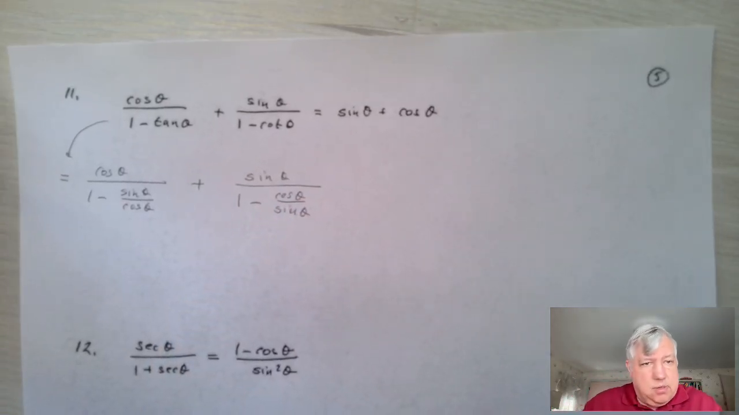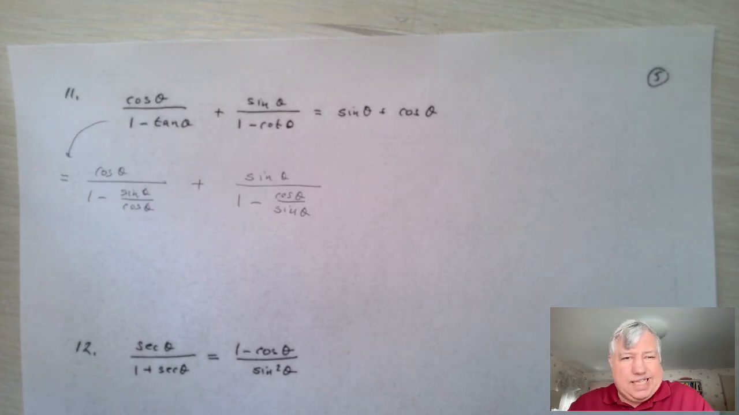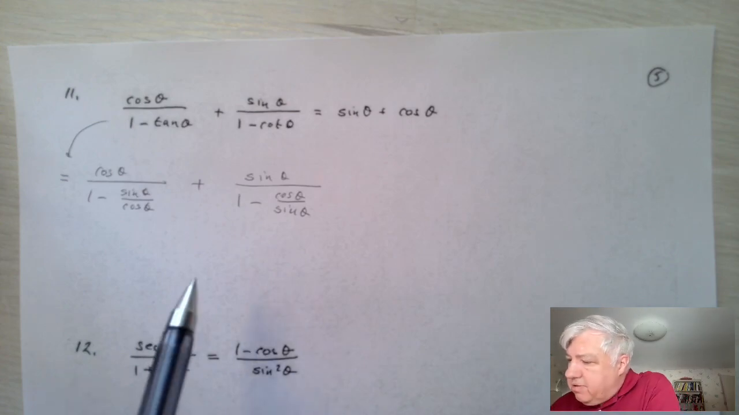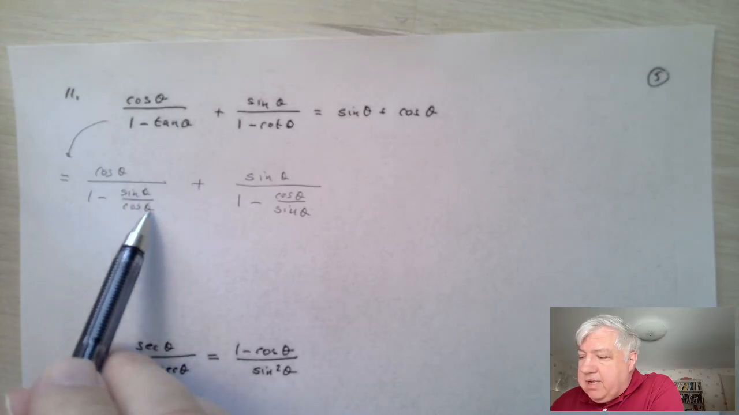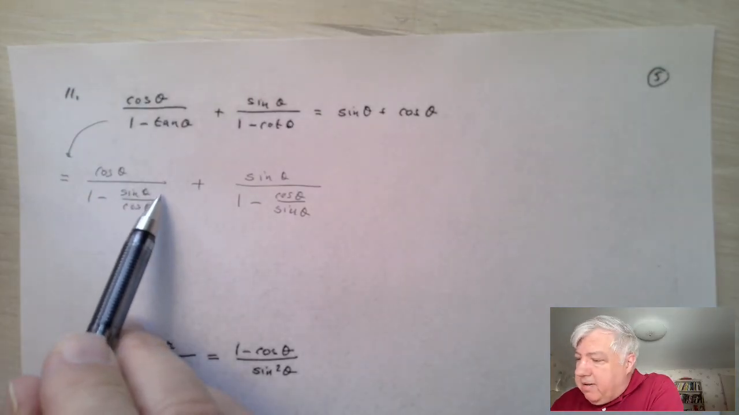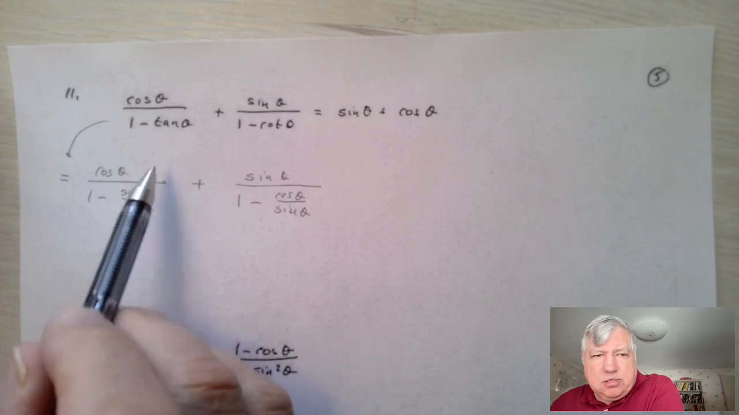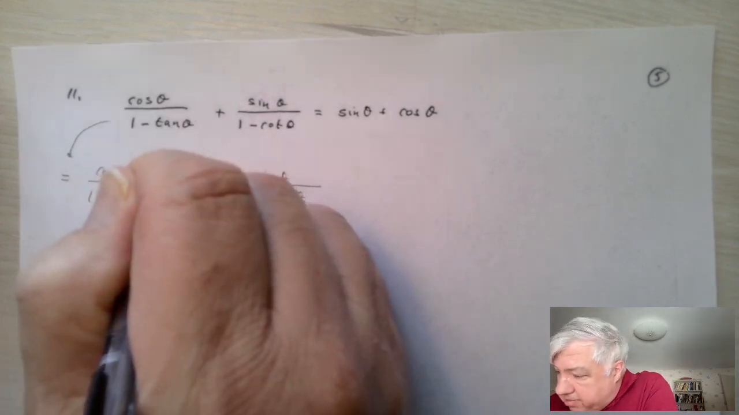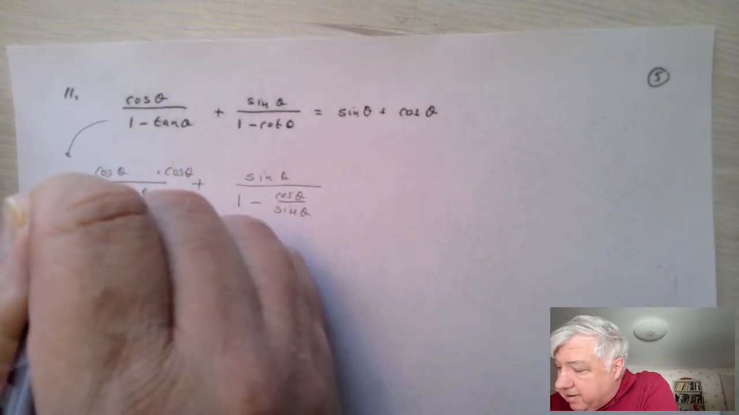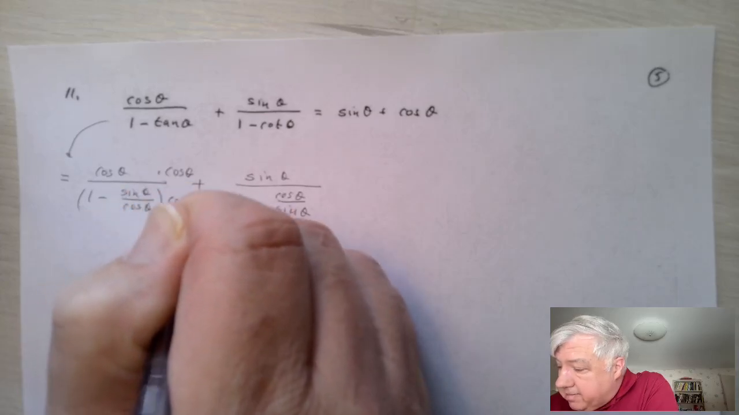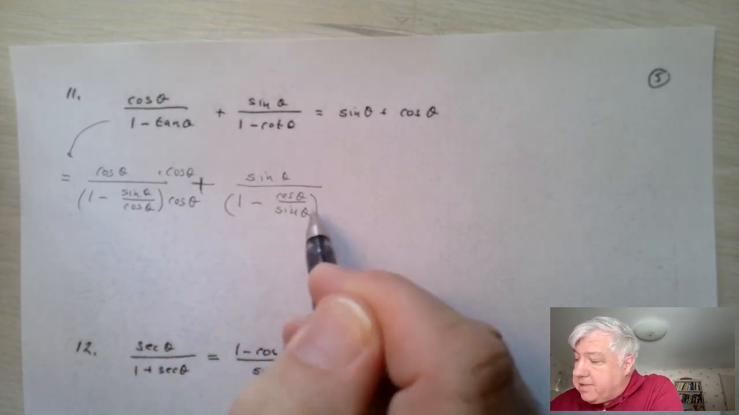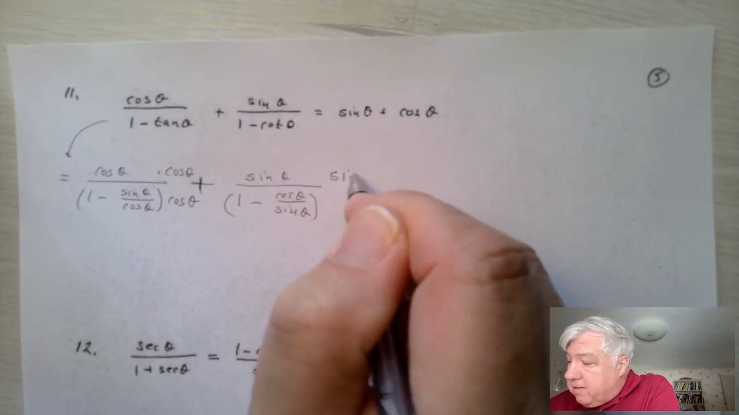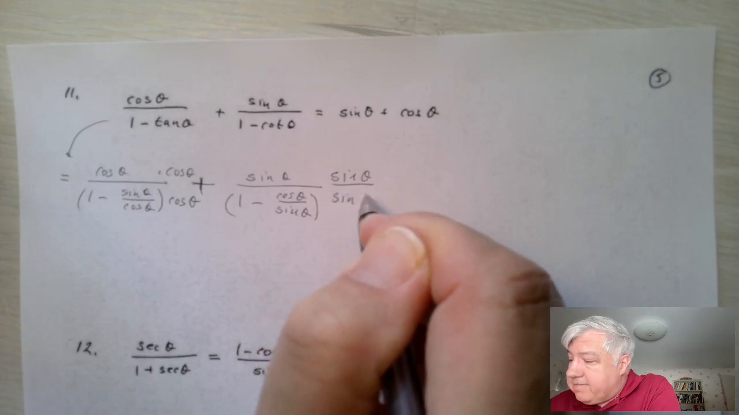Alright, so now let's try to clean this up if we can. We can multiply this whole expression by cosine as long as we do the same thing up here. So I'm going to multiply and divide everything by cosine. And then similarly, we probably want to do the same thing with this, with sine, right? So we'll multiply and divide this by sine theta.